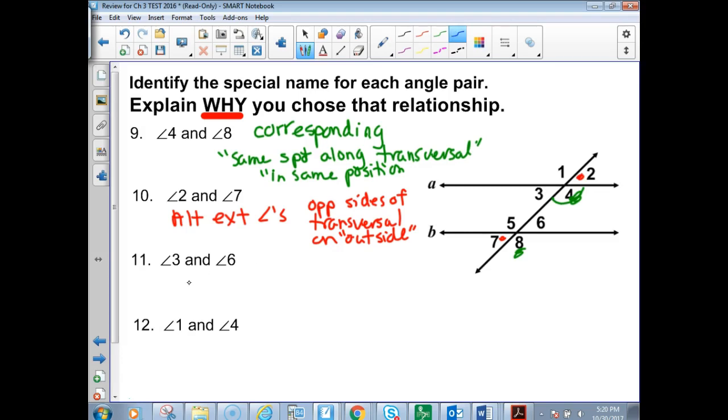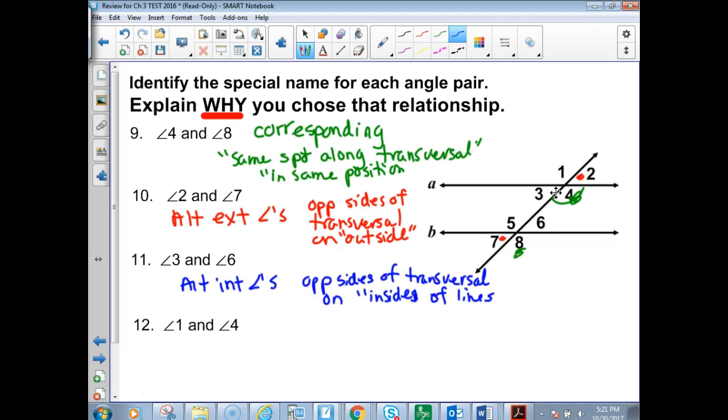Angle 3 and 6 are alternate interior angles, and that's because they are on opposite sides of the transversal on the inside of the two lines, A and B. Inside of lines. Angles 1 and 4 are vertical angles. And those are angles across from each other, is one way to put it.